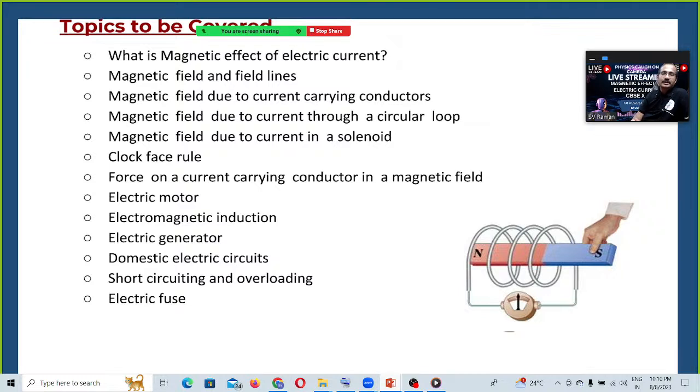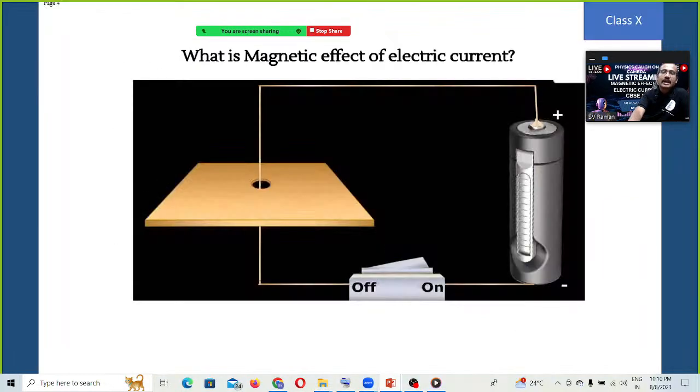In this topic we are learning about the magnetic effect of current, magnetic field and field lines, magnetic field due to a current carrying conductor, magnetic field due to current through a circular loop, magnetic field due to current in a solenoid, clockwise rule, force on a current carrying conductor in a magnetic field, electric motor, electromagnetic induction, electric generator, domestic electric circuits, short circuit and overloading, and electric fuse. So these are all the subchapters involved in this chapter. We will see step by step.